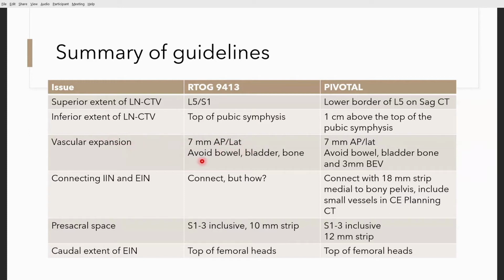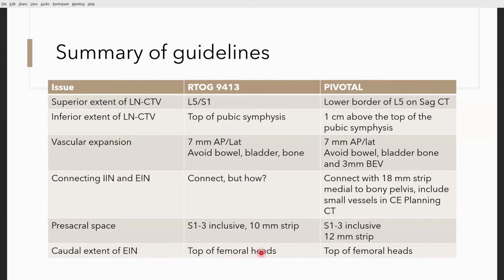You avoid the bowel, bladder, and bone, but also they have a 3 millimeter bowel expansion volume to avoid. Connecting the internal iliac and the external iliac nodes, the RTOG protocol says connect them, but doesn't specify the details on how to connect them. And the pivotal study says connect them with an 18 millimeter strip medial to the bony pelvis, including the small vessels in the contrast-enhanced planning CT. The presacral space is S1 to S3 with a 10 millimeter strip here. It's a 12 millimeter strip in the UK contouring guideline. And the caudal extent is at the top of the femoral head.